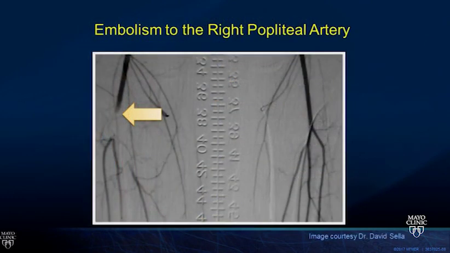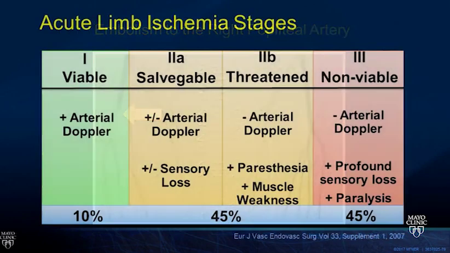And this is an example of an embolism to the right popliteal artery on that squiggly line, Steve, and that abrupt cutoff is that acute embolism that went to the popliteal artery. So we stratified patients who have acute limb ischemia into really 3 groups.